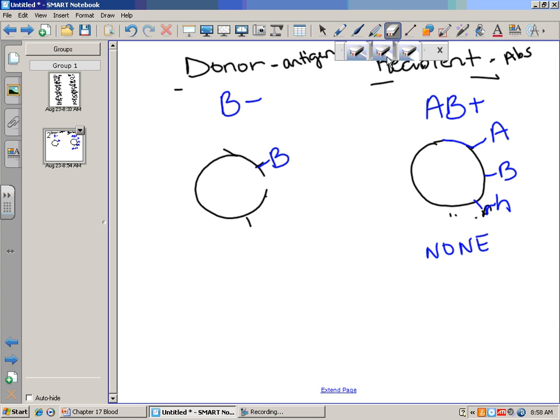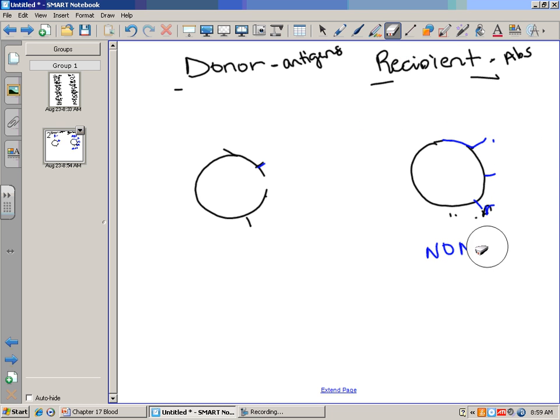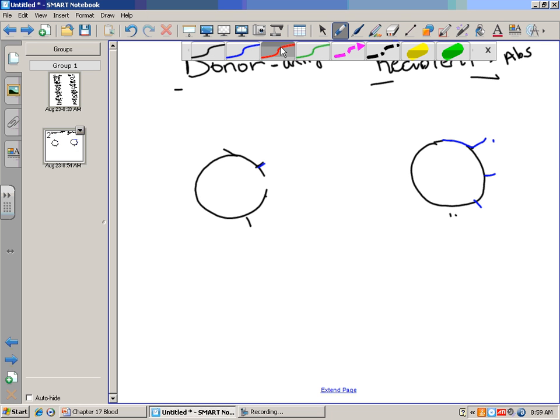Let's keep going. Let's do some more examples. And when we're done, if you still don't get it, the rest of you can leave, and I'll hang out with whoever don't get it. We'll keep going until everybody gets it. All right, let's do number 3. Who's the donor? A positive, okay?